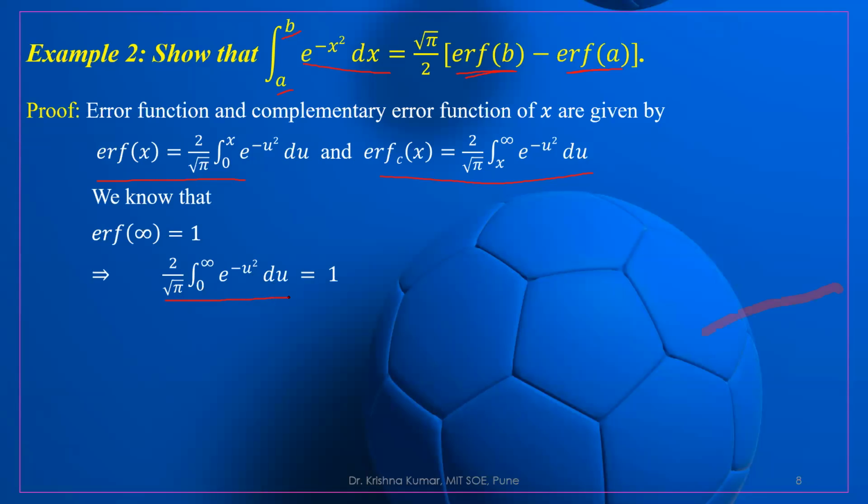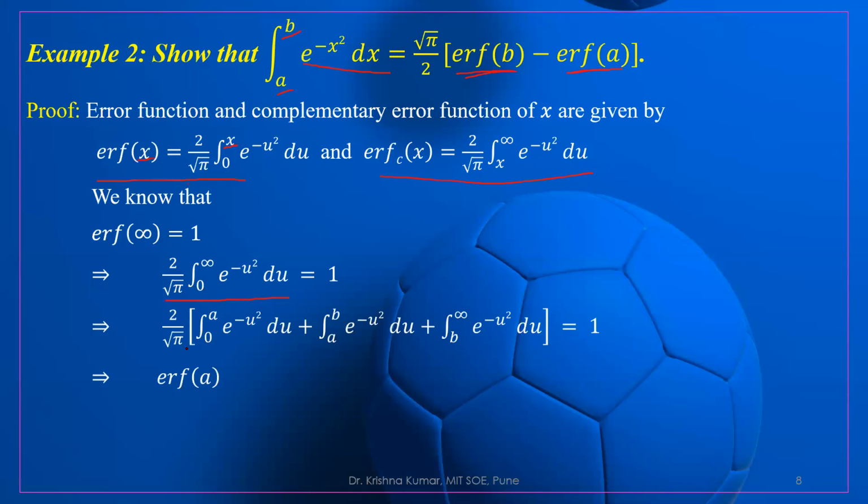Is it the error function of x? Only in place of x we are putting infinity. This is error function of x, so in place of x we are putting infinity. So this is clear. Now let us simplify this part, then definitely we get the whole result. Again, 2 upon root pi. Now we are breaking this limit in this manner: 0 to a. Since a is the lower limit and b is the upper limit, the value of a is less than the value of b.